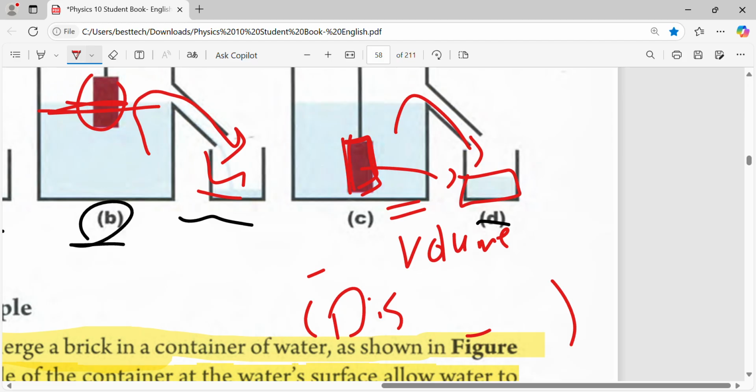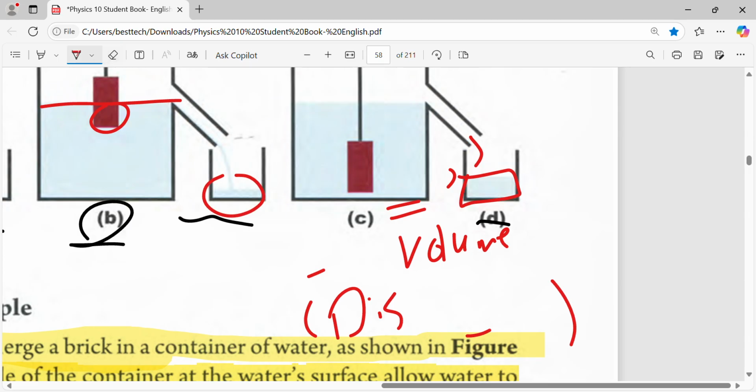If you bring down a bit of the brick, a little water comes out, like in picture B. Look, it partially goes under the water, a little water comes out, but that one is different. Look, the object goes totally under the water and more water comes out. So that's why the volume of this brick is equal to the volume of the displaced water. It depends on the volume of the brick.